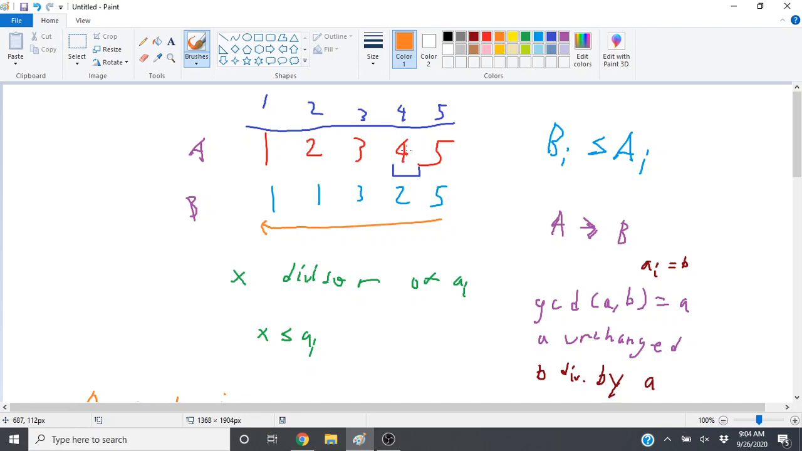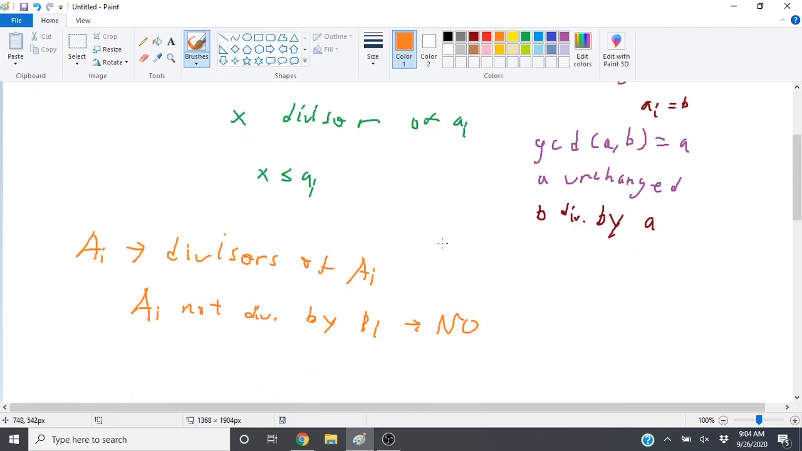Because if we're here, the only elements that we've changed so far are going to be to the right of it. But we don't care about elements to the right of it because there's no way they can be divisors of this element. We only care about things to the left, and we haven't changed anything to the left. So it works out perfectly.